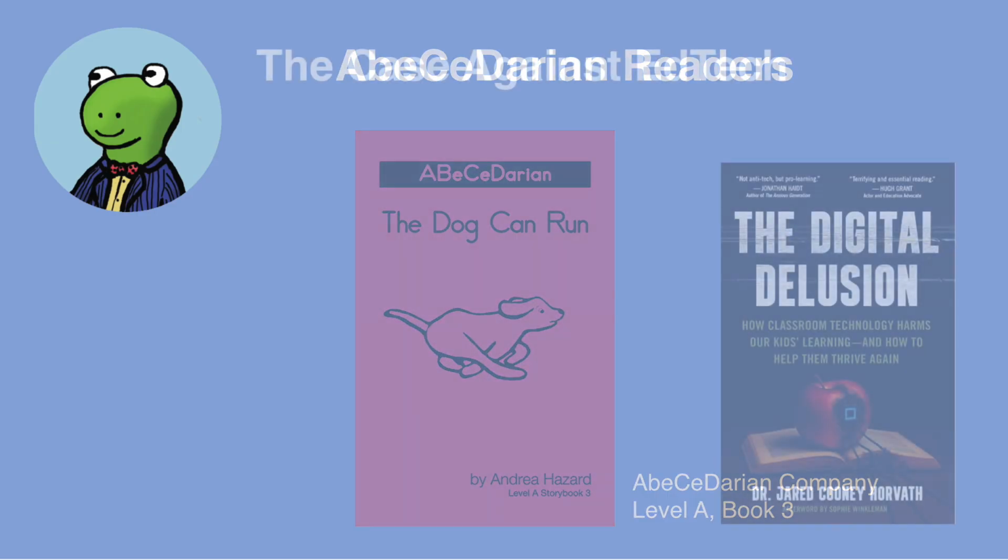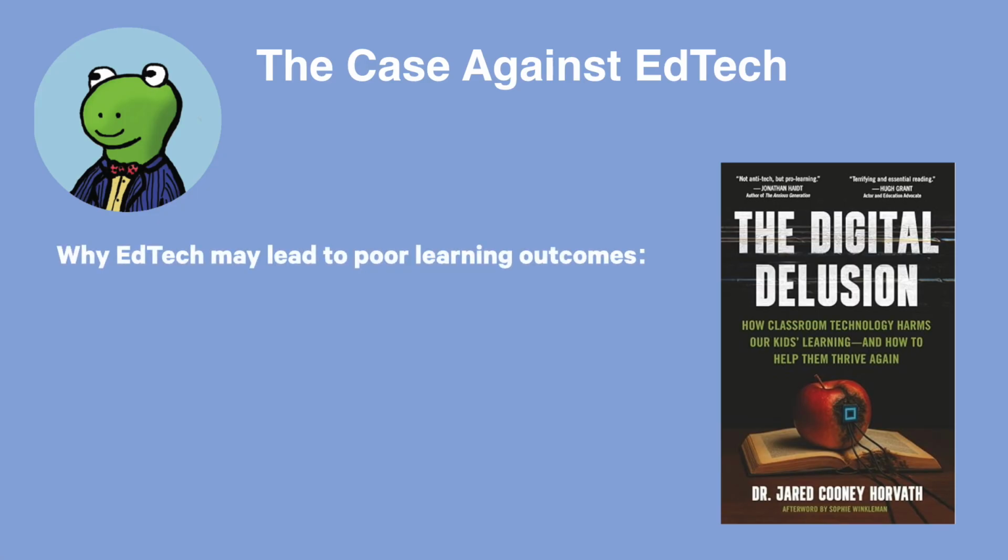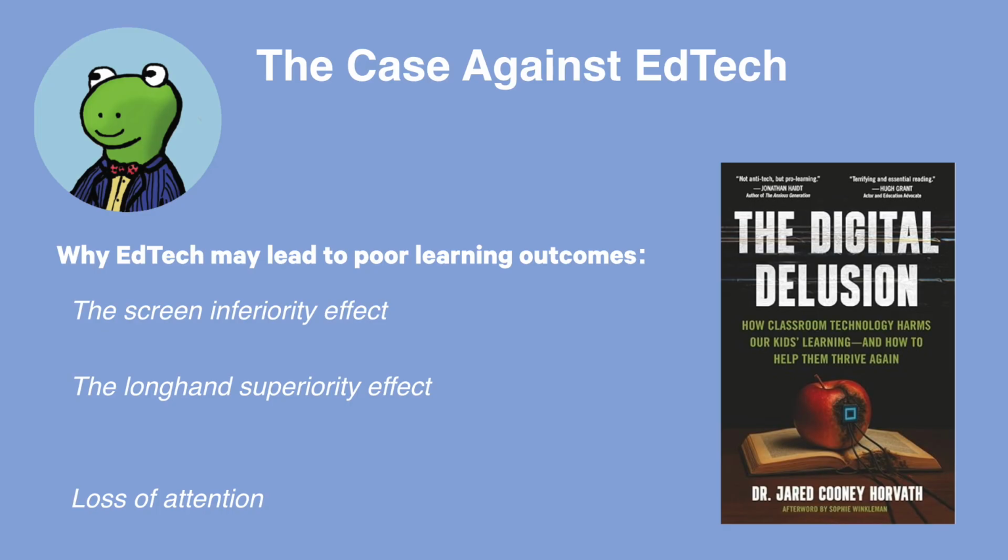In The Digital Delusion, neuroscientist Jared Cooney-Horvath describes several reasons why educational computer technology, or EdTech, may lead to poor learning outcomes. These include the screen inferiority effect, the longhand superiority effect, and loss of attention. The screen inferiority effect results from the fact that it is harder to read content online than in print form. When we read on screen, the words constantly move, making it hard for our brains to make a mental map of where information is located. If we can't remember where information is located, we tend to forget it.